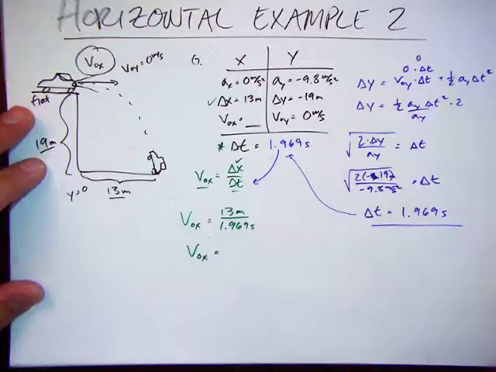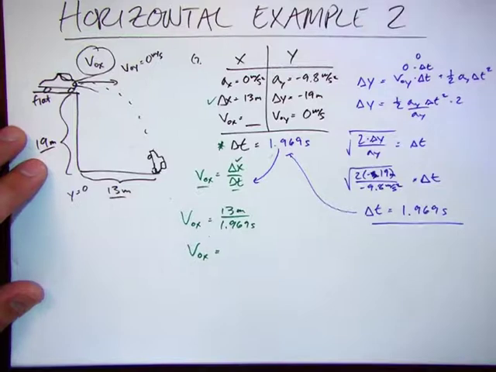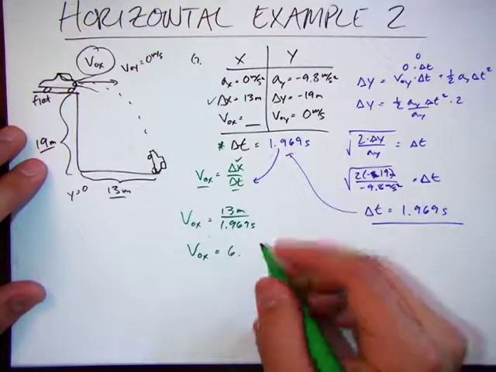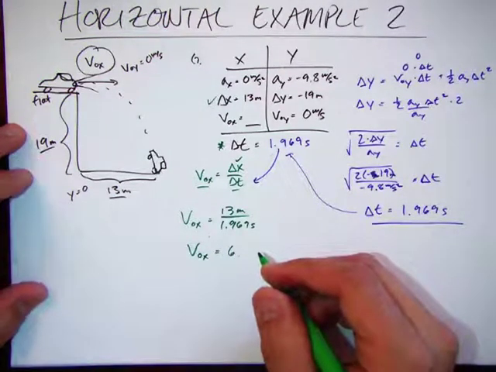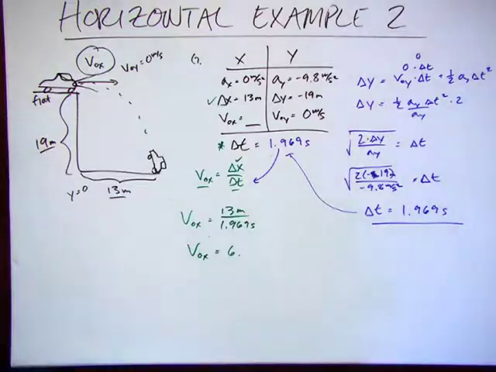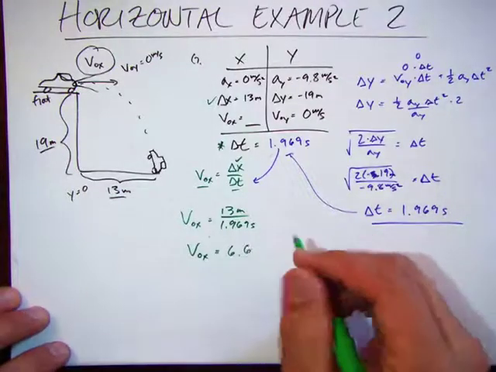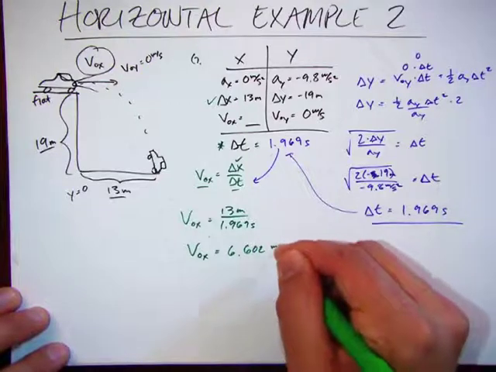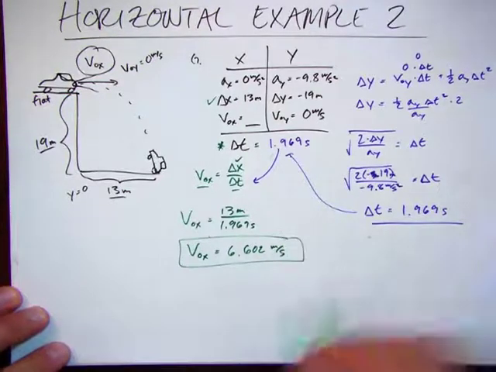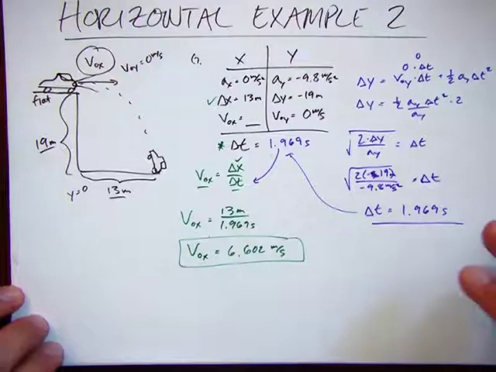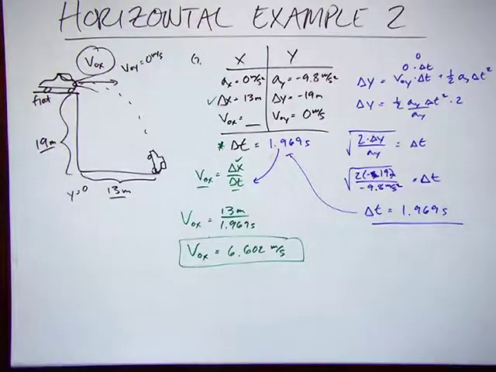So Vx equals 6.6, 0.02 meters per second. Let's see, hold on a sec. I had it written down, but I couldn't see it. 6.6.02 meters per second. And that is my final answer. So again, I used the Y information to find time, used the time to find X information, and that is horizontal problem number 2.